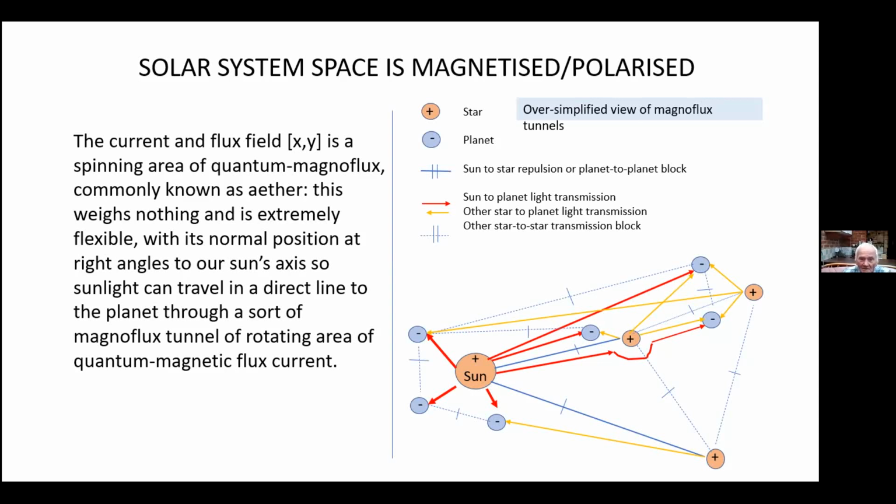So the current and flux field XY is a spinning area of magnoflux, quantum magnoflux, commonly known as ether. This weighs nothing and is extremely flexible, with its normal position at right angle to our sun's axis, so that sunlight can travel in a direct line to the planet through a sort of magnoflux tunnel of rotating area of quantum magnoflux, magnetic current.